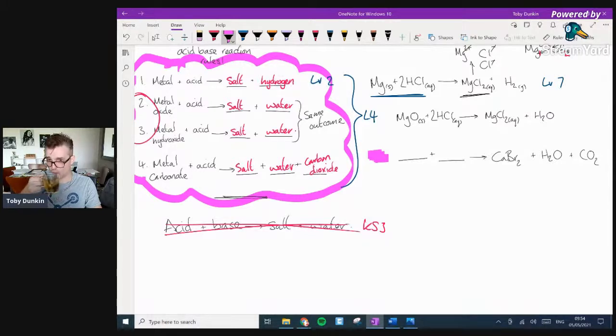Yeah. Well done, Jack. It is number 4. Well done. So Jack has correctly identified, because of the carbon dioxide, that it's number 4 that we're using. Now, Jack, can you reverse the equation and tell me the acid and the base? Who was my acid and who was my base? I know you can do this, Jack. Come on.